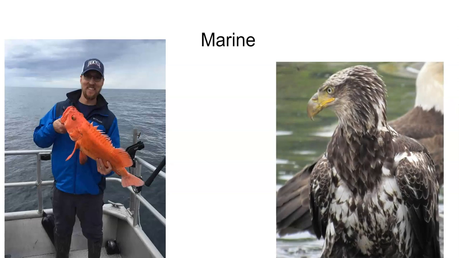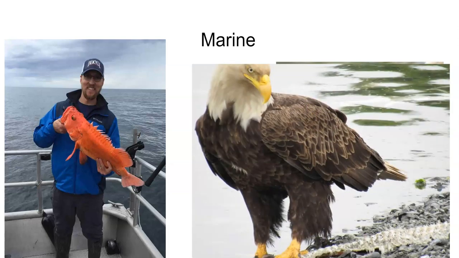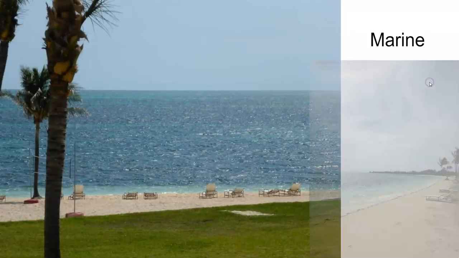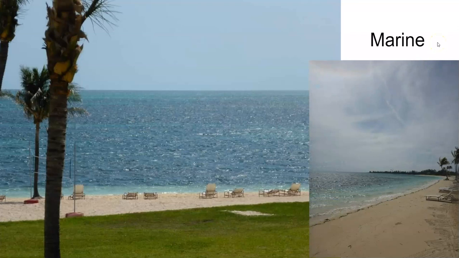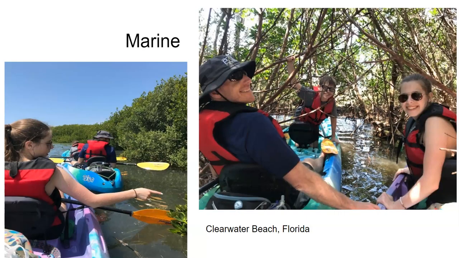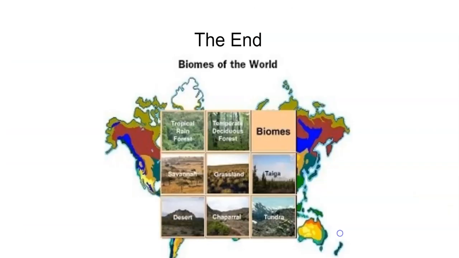There's some eagles hanging out in the marine. This is in Alaska again. This is the Pacific Ocean. And we've got some more marine. This is a tropical area where Miss Wheeler was hanging out in the Bahamas. So Bahamas are in the marine ecosystem. And there's Mr. Brubaker, Caroline, hey Will, hanging out in Clearwater Beach, Florida. Some of you may have been there. They're kayaking through the marine ecosystem right there.